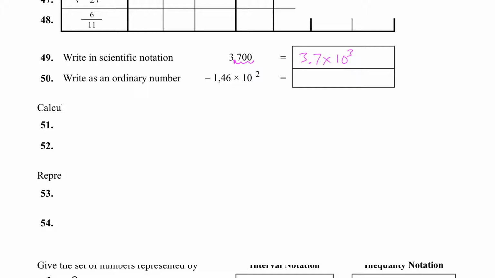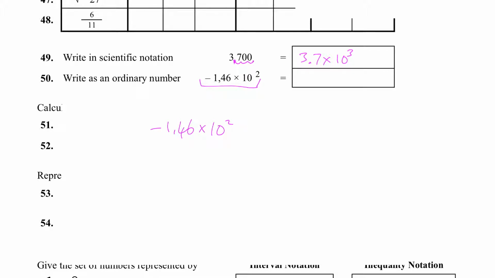Poor scientific notation not being called an ordinary number. Oh, well, maybe it's extraordinary. So we're trying to convert this number into non-scientific notation. And we've got minus 1.46 times 10 squared. And just think about this for a second. 10 squared is 100. So we've got 1 point something times 100. So we should probably get 146.